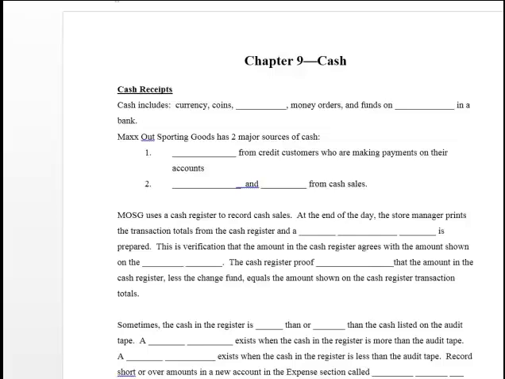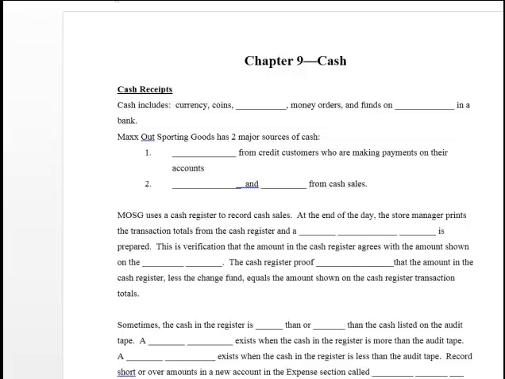Talking about cash. And in business, cash includes currency, like the dollar bills, coins, checks, money orders, and funds on deposit in a bank. So any of those items we call cash. And Max Out Sporting Goods, the company we're doing work for, has two major sources of cash. They receive checks from credit customers who are making payments on their accounts, and they also receive currency and coin from cash sales when a customer comes in and purchases something with cash.